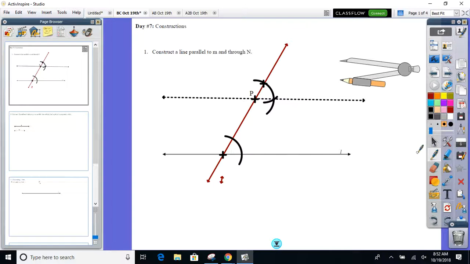Okay, make sure, open it up now from here to here, where it intersected. Go up to where it intersected the ray. Swing it, there you go, perfect, right on P. Anybody else here? Ready to move on? I got one more parallel line construction for you.